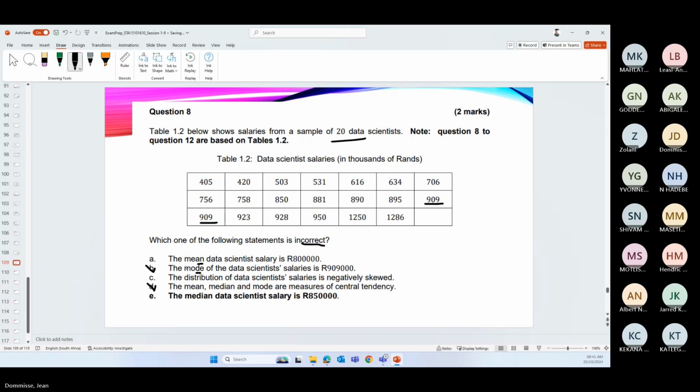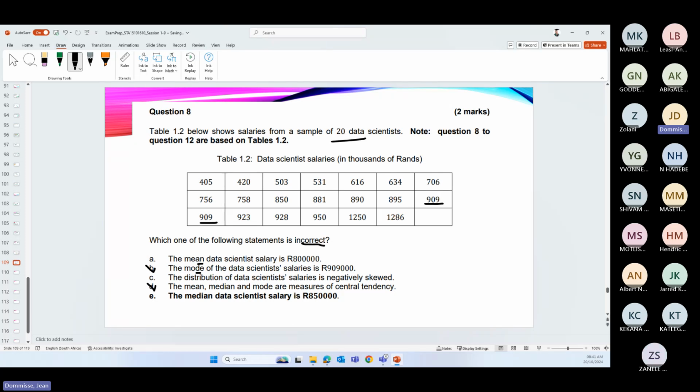Then the mean we need to work out, so I'm going to skip that first. Distribution: it's negatively skewed, so if I look at those three, it is probably skewed because they're not similar. But again, we need to work out the one that I would then first check, which is what's happening with the median.